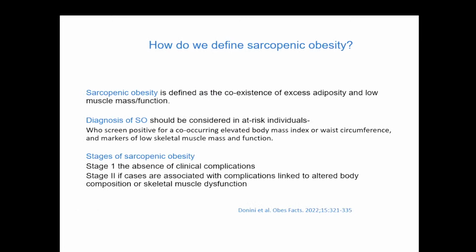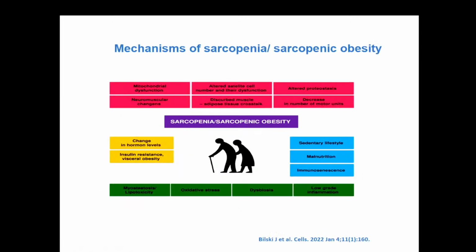So we've already heard about these definitions. You need to have sarcopenia and you need to have more adipose tissue. So obesity and sarcopenia together will qualify for the diagnosis. So you need to have an assessment of both these parameters to make a diagnosis of sarcopenic obesity. So in our patient, this patient had sarcopenic obesity, and because he also had complications, this is a patient who has complicated sarcopenic obesity, stage 2.